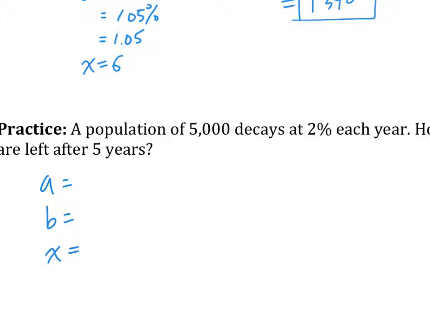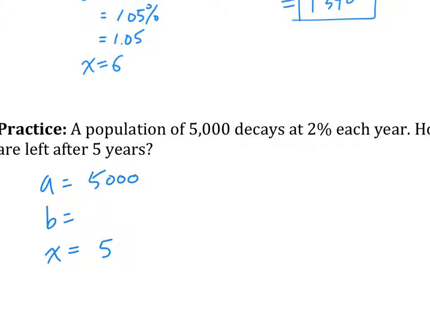B is the critical part. B is a little bit tricky. Allison, what'd you get for A? 5,000. Good. Trey, what'd you get for X? 5. Good. Okay, B. What'd you guys get for B?